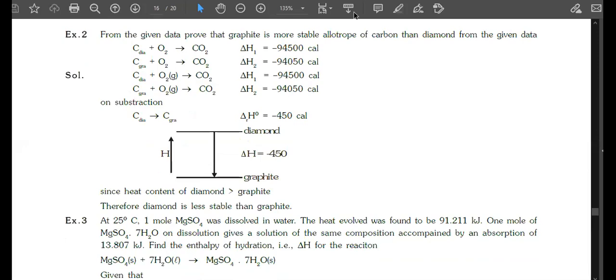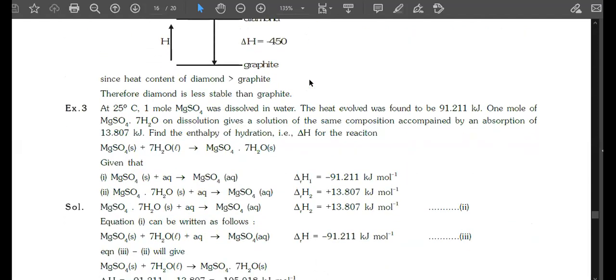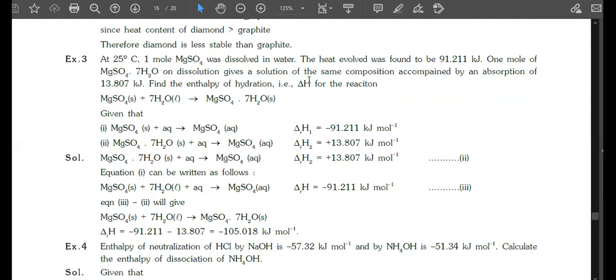Solved examples were easy. So you got the concept, how to solve, how to apply the concept of Hess law as well as other enthalpies, right? If you have solved, then you would have understood the concept. If you have any doubt, please ask. I guess question number three, no one had doubt. Question number four, no doubts? Or have you not solved?